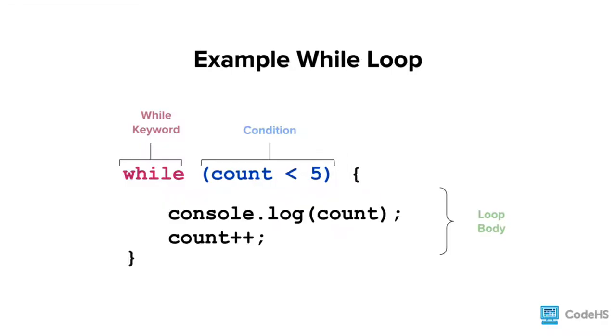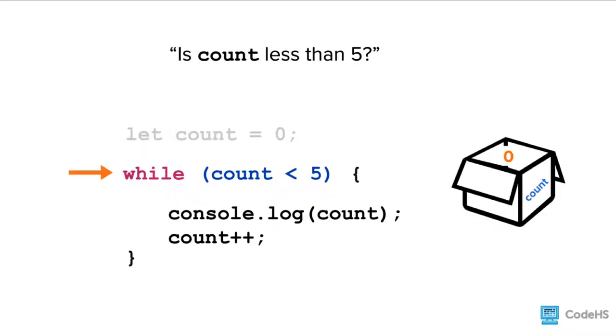Let's take a look at this example while loop. In this example, the variable count is assigned a value of 0. You can see this in the box at the right. Then in our while loop, we check the condition whether or not count is less than 5. If count is less than 5, we execute the while loop's body code. This will print the value of count to the console and then increment that value by 1.